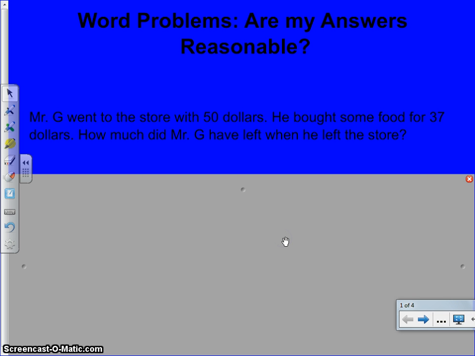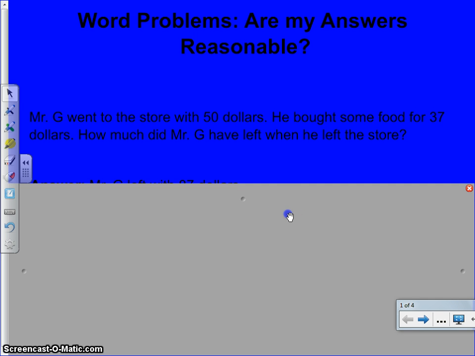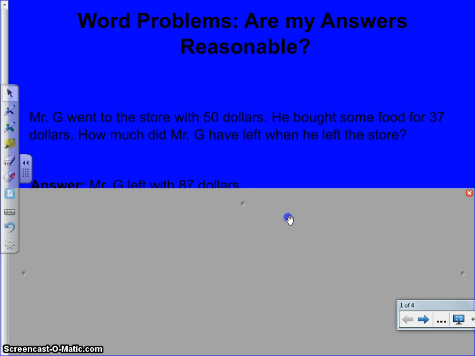Here's an example of what I mean by does it make sense. Look at this question here. Mr. G went to the store with $50. He bought some food for $37. How much did Mr. G have left when he left the store? So here's a word problem saying that Mr. G goes to the store with $50, spends some money, and then leaves.